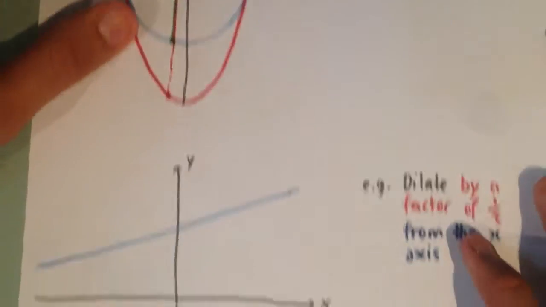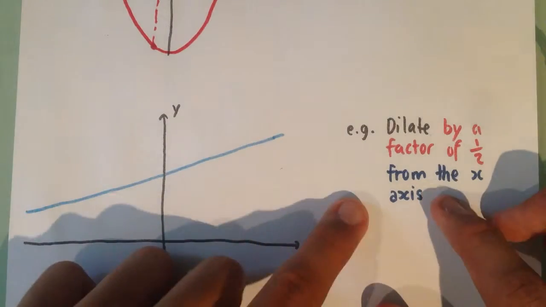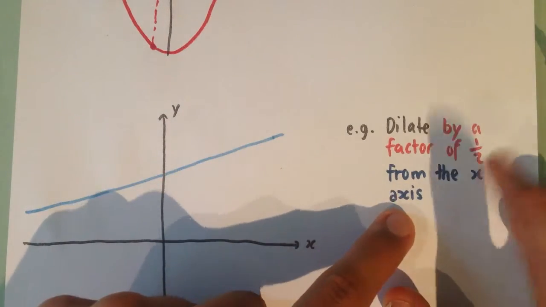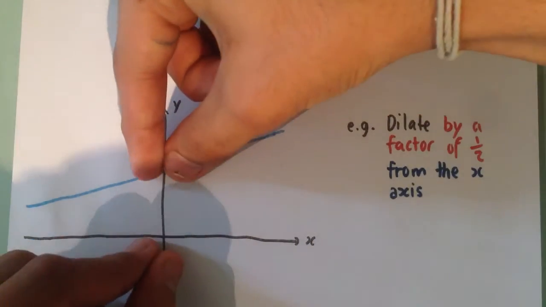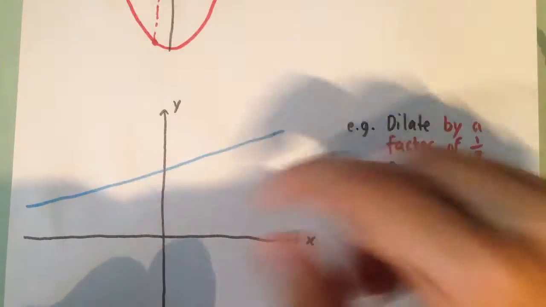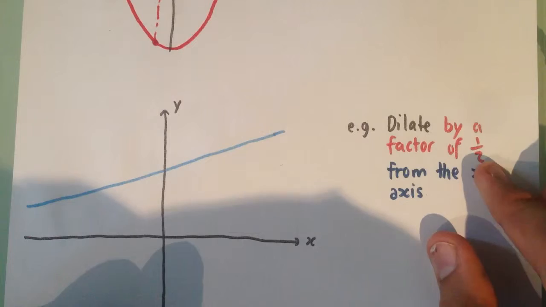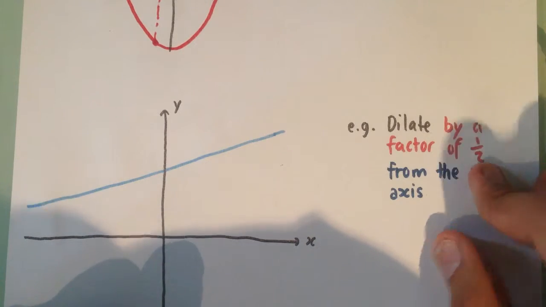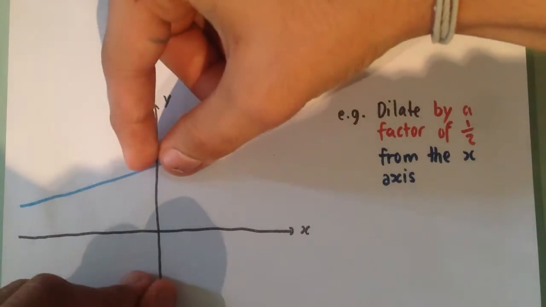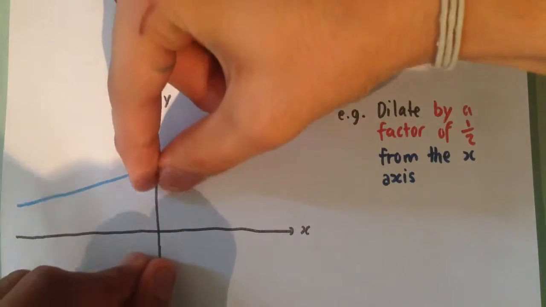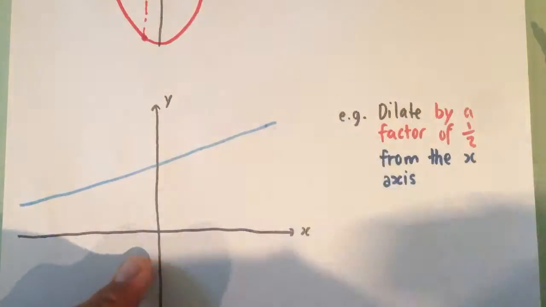Another quick example here, dilate by a factor of a half from the x-axis. First thing we notice is from the x-axis, so we're going to be stretching it this way. But here, the factor is a half, so in fact we're not stretching it, we're compressing it. If the factor is less than 1, we're compressing it. Okay? So instead of stretching it this way, we're compressing it this way, towards the x-axis.